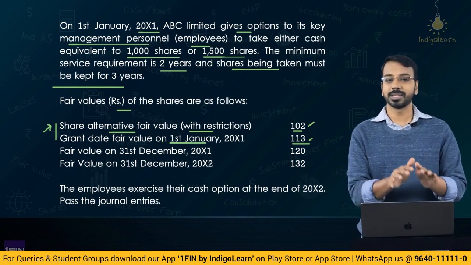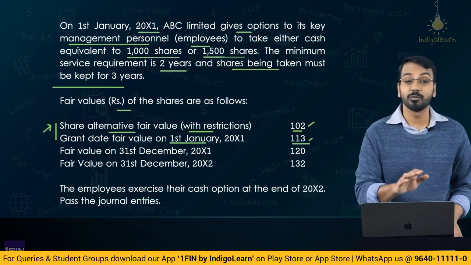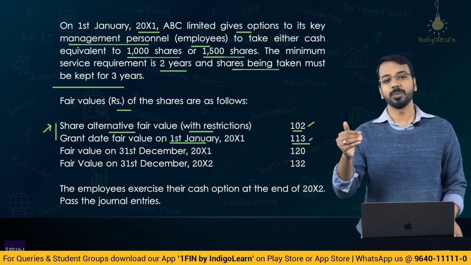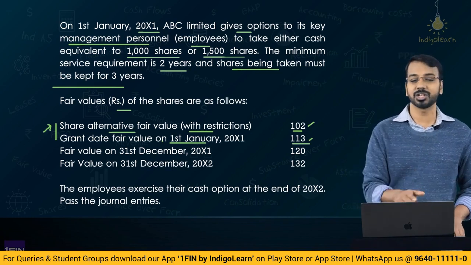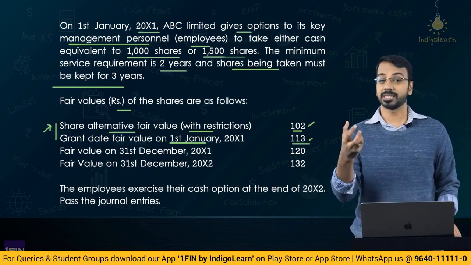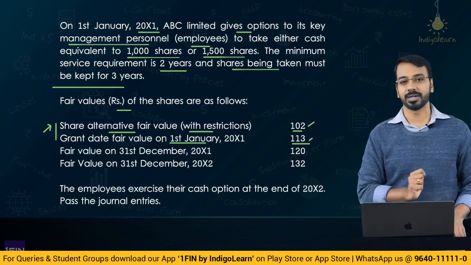One thing that I wanted you to understand here is whenever there are restrictions, say for example a share with differential voting, generally the price would be lesser as compared to a normal share. So even here, because there are restrictions, the fair value of the equity shares is lesser. If there are no restrictions, then the fair value is 113.